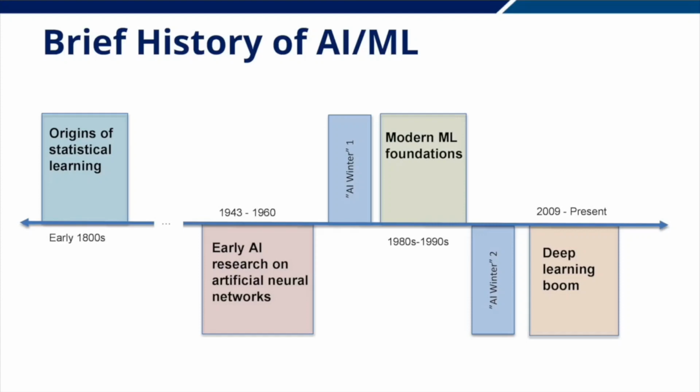Finally, in the 2000s, starting around 2009 until the present day, we've been going through what's called the deep learning boom. The attention of the broader field of machine learning has really focused on the application of deep learning, or neural networks, to achieve incredibly difficult tasks that previously were considered impossible. And we've made tremendous progress over the last 15 years or so in applying deep learning.